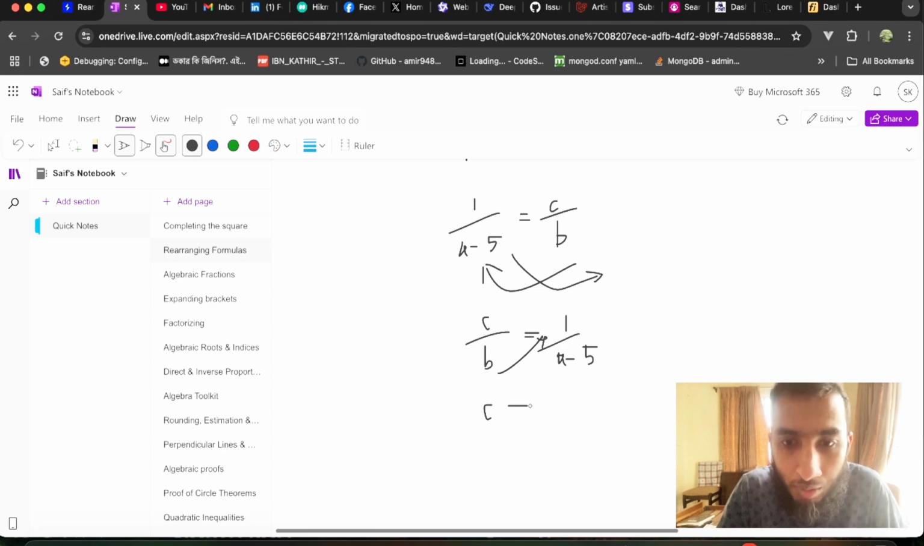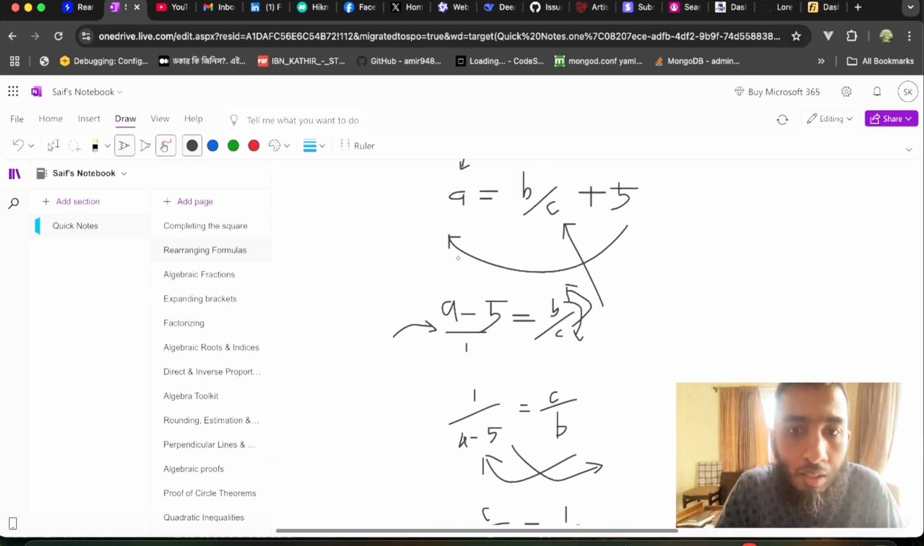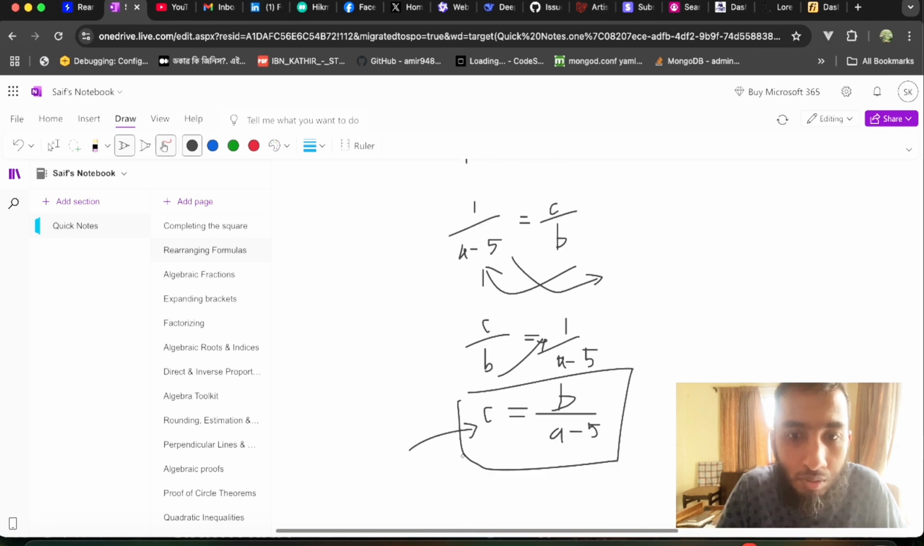c would be equals b divided by a minus 5. So now c is the subject. So I've successfully changed the equation from a being the subject to c being the subject of the equation.